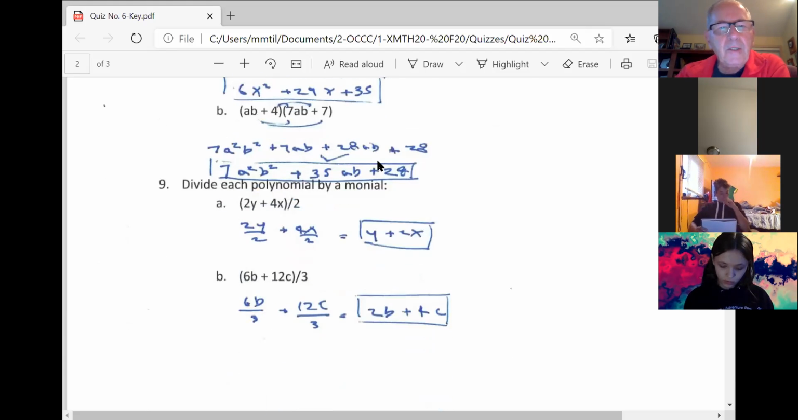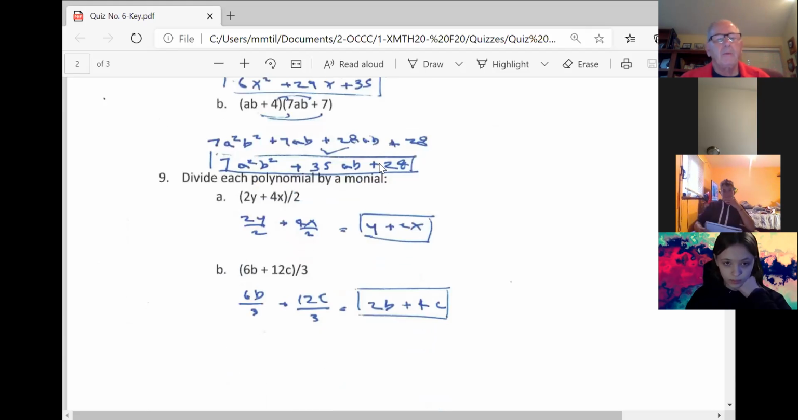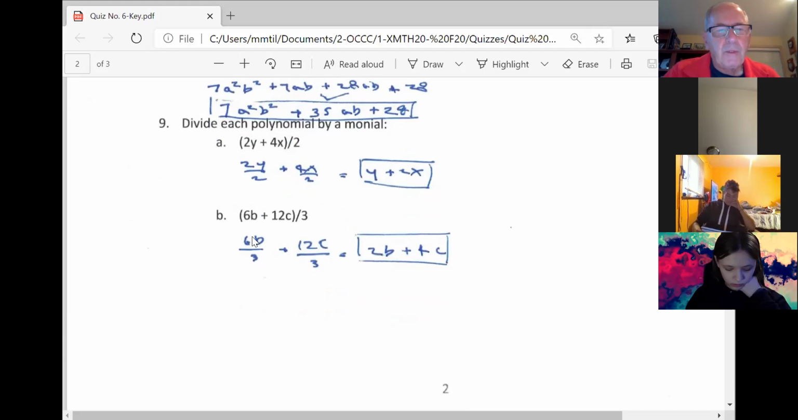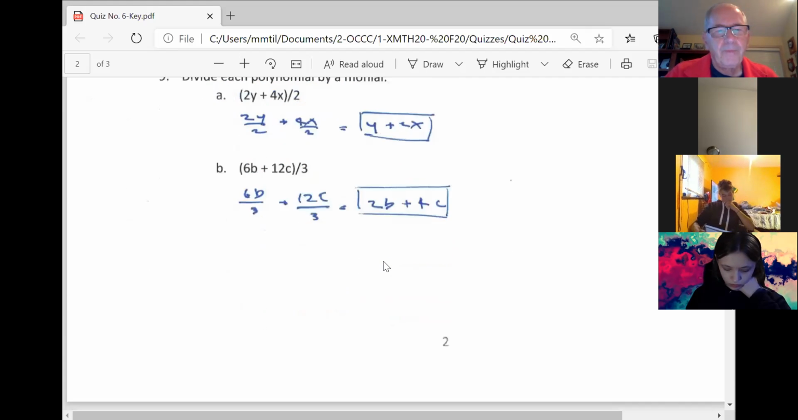Okay. Divide each polynomial by a monomial. The 2 has to be divided into both terms inside. That's why I broke them out like that, and then went ahead and factored them. It becomes y plus 2x. Same thing with this one. It becomes 6b over 3 plus 12c over 3. Again, do the factoring. 3 goes into 6 2 times, so it's 2b. 3 into 12 is 4, so it's 4c. Okay.